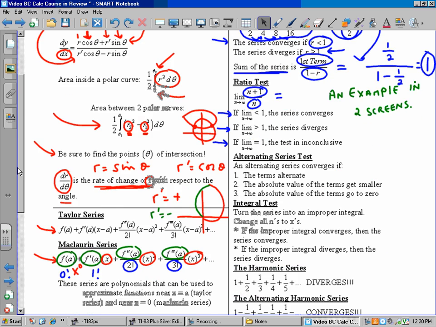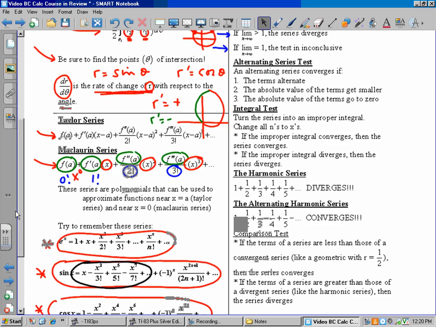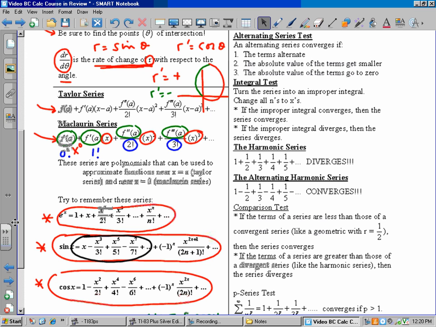All right, so just back to this quickly, the alternating series test. A series is going to converge if the terms alternate, plus minus, plus minus, if the absolute value of the terms gets smaller, and if the absolute value of the terms go to 0. So that's an easy test to use.